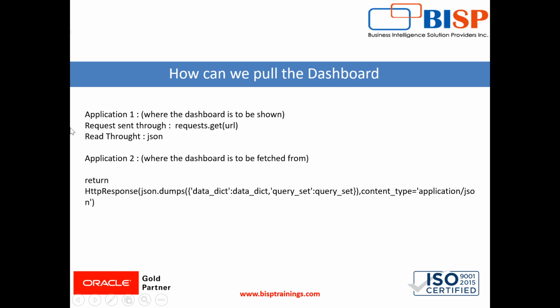First of all, I will send a requests.get with a complete URL. That URL will include the function that will send me the data. When this request hits the other application, where we have to fetch the data, it uses HttpResponse with json.dumps, sending the query set and the data dictionary in the form of JSON. Then I will decode this JSON and read the data. Let me show you.